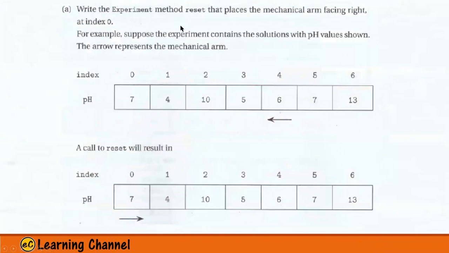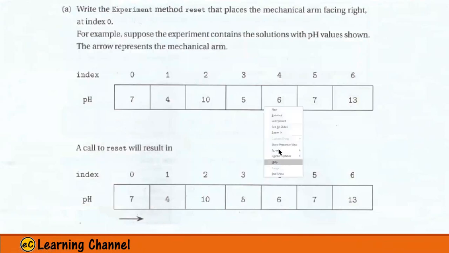This problem we want to do, part A: experiment has a reset, but reset for what? It's a reset function. It was actually trying to reset the arm for this experiment. So basically, the head needs to be returned to 0, and then the direction needs to move to front.